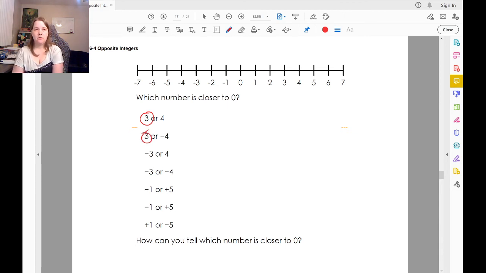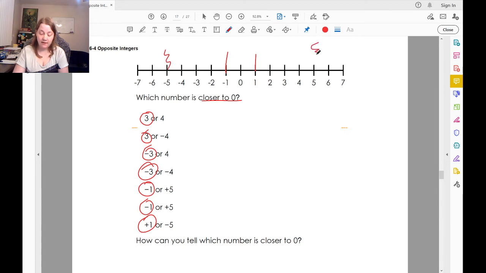Negative 3 or negative 4? Well, negative 3 is 3 steps away from 0. 4 is 4 steps away from 0. So even though the directions keep changing, it's still looking at the number of steps. Negative 3 is closer to 0. Anything with a 3 is going to be closer to 0 than 4 is. The smaller numbers are going to be closer to 0. So the same thing here. All of these 1s, it's always going to be 1 versus 5. And the 1s are closer to 0.